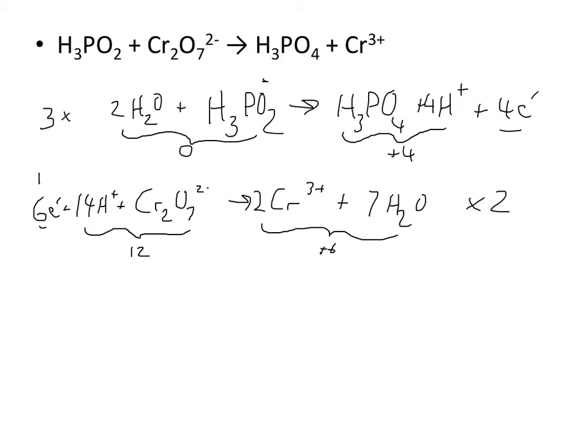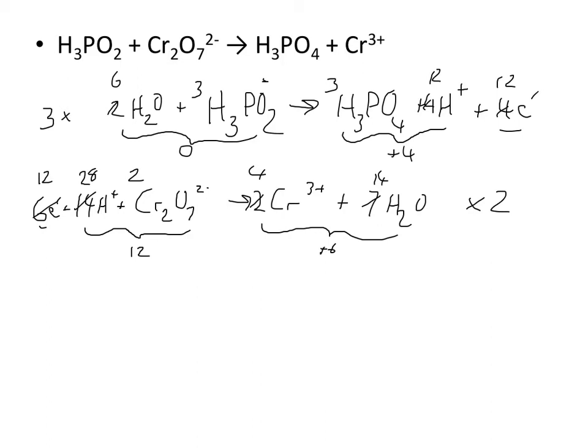That gives us 12 electrons, 28 hydrogen, 2 dichromates, 4 chromium, 14 water. Here we're going to have 12 electrons, 12 protons, 3 of these, 3 of these, and 6 waters. Alright, so now let's try and simplify things before we sum them up.